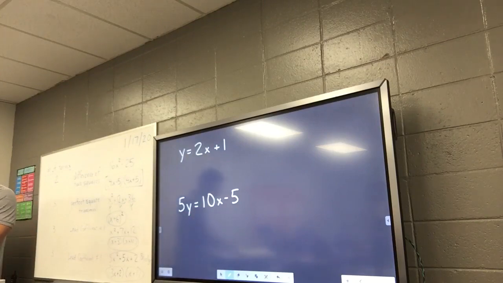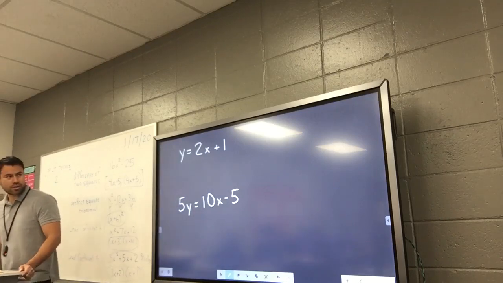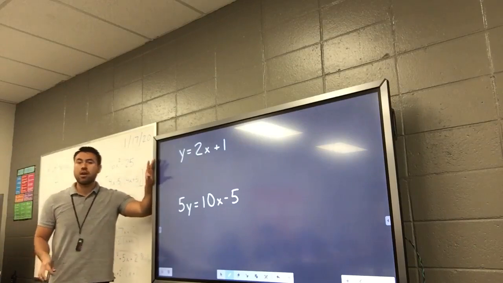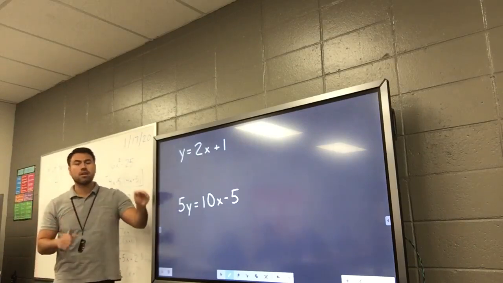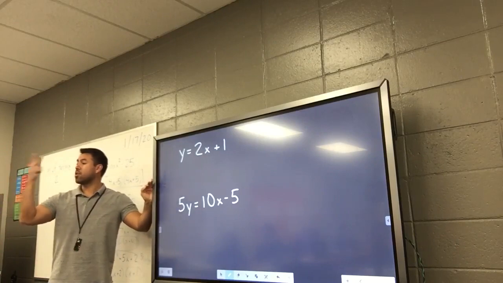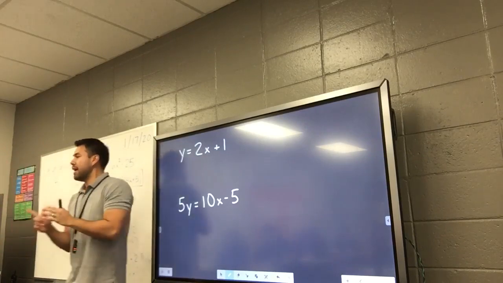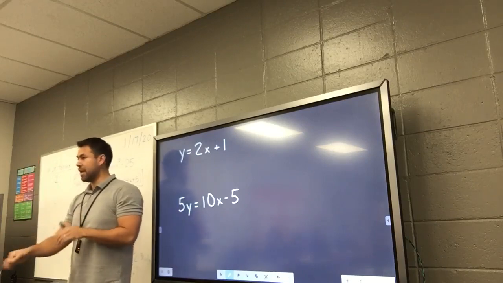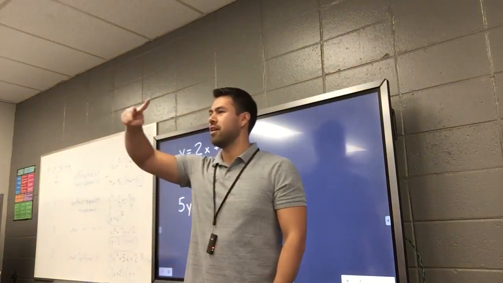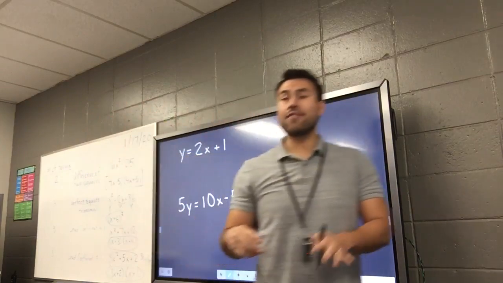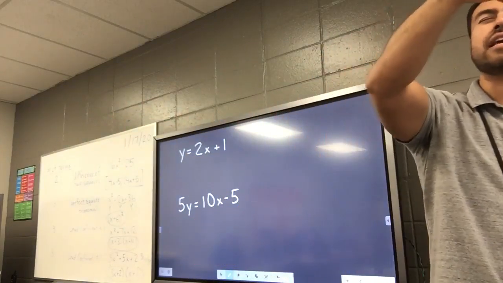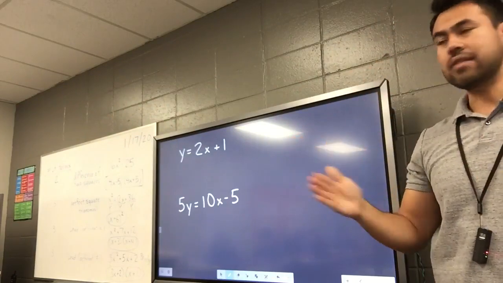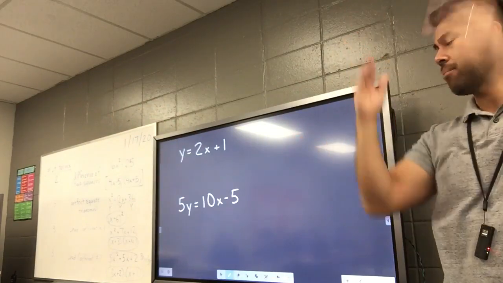Thankfully, I am not making you graph anything. You're just going to answer a simple question. Are these 2 lines parallel, perpendicular, or neither? If they're parallel, what do I know about the slopes? They're exactly the same. If they're perpendicular, the slopes are negative reciprocals. And if they're not exactly the same and they're not negative reciprocals, then you would say neither. They're just lines that intersect, but they're not special.